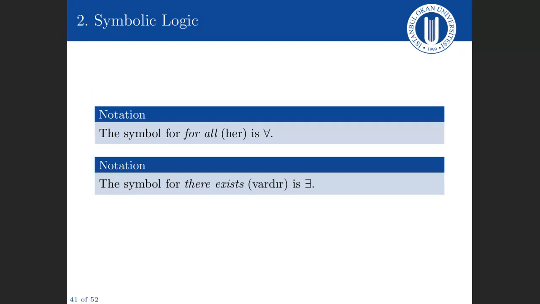Two final pieces of notation, which we will be using later in calculus. The symbol for all is this upside down capital A. For all includes the letter A, and this is an upside down A. The symbol for there exists is this backwards E. Exists starts with the letter E, and this is a backwards E. Remember these because we'll be using these at the end of the course.